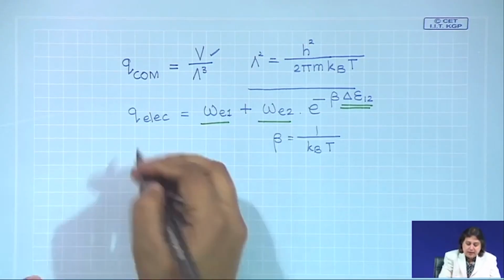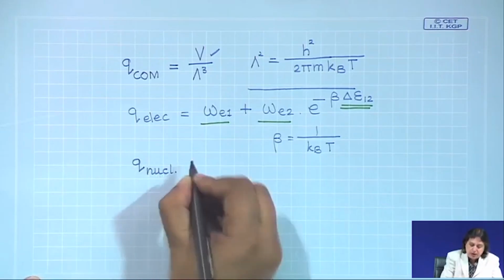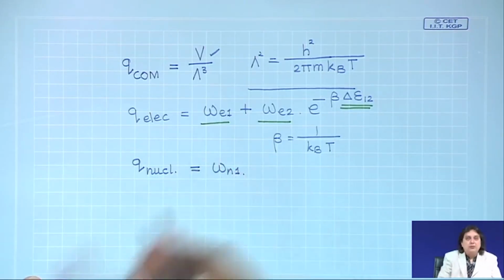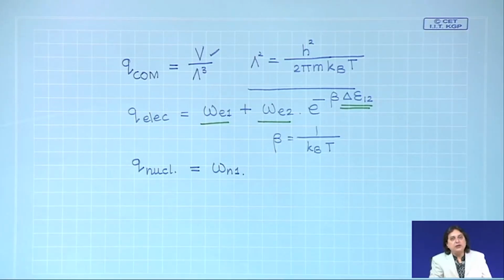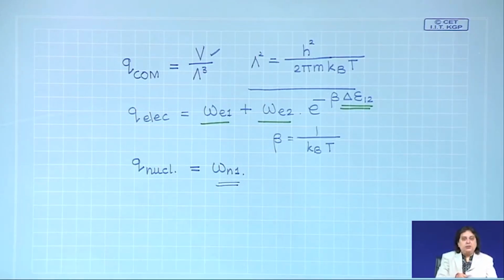Similarly, I have also shown you how to get the q nuclear as omega n1, because the other terms are unimportant at finite temperature, and this is a constant term. You can have some idea about this constant term, but this will eventually not appear in the final thermodynamic expressions.